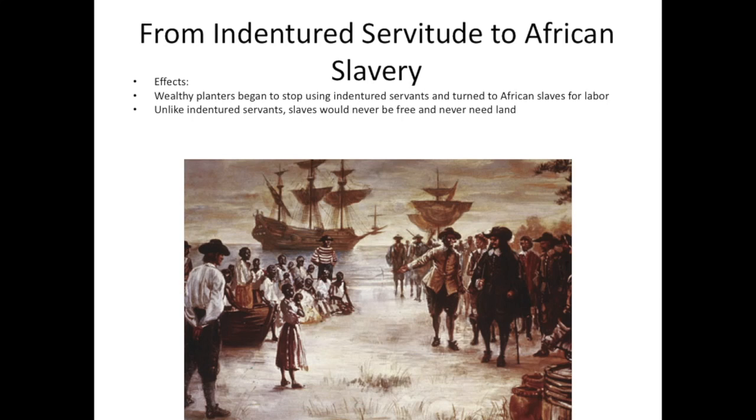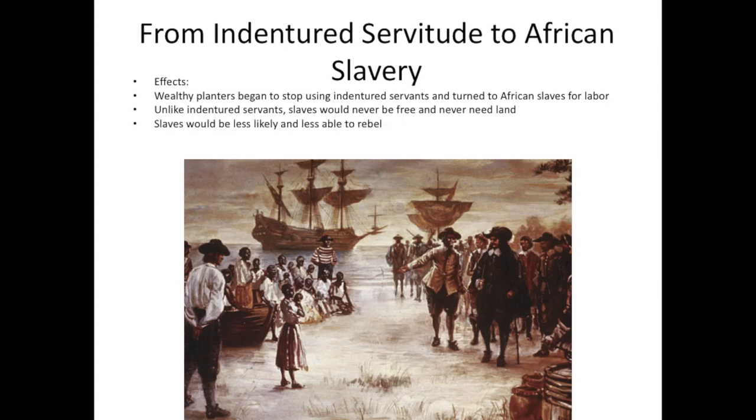Now, there were cases earlier on where slaves would be freed eventually. There was this notion that Christians shouldn't enslave other Christians, and if slaves converted to Christianity, the same religion as the Anglican wealthy planters, there was this notion that they had to be freed. You couldn't have a Christian enslave another Christian. But eventually that rule gets dropped, and eventually the slaves become slaves not for a time, but for life.